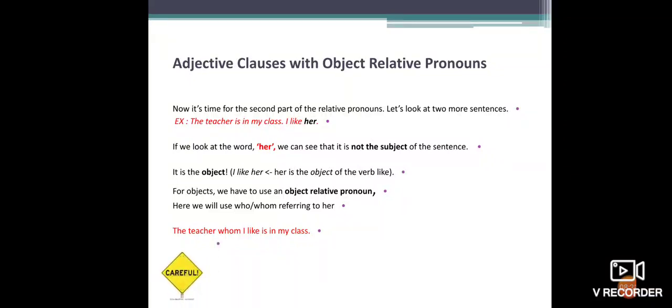But be careful. I can cancel the use of the relative pronoun if it is the object of the sentence. Okay? So I can say the teacher I like is in my class. But I can't omit the subject relative pronoun of the sentence. Be careful, please. Now, let's do some exercise.